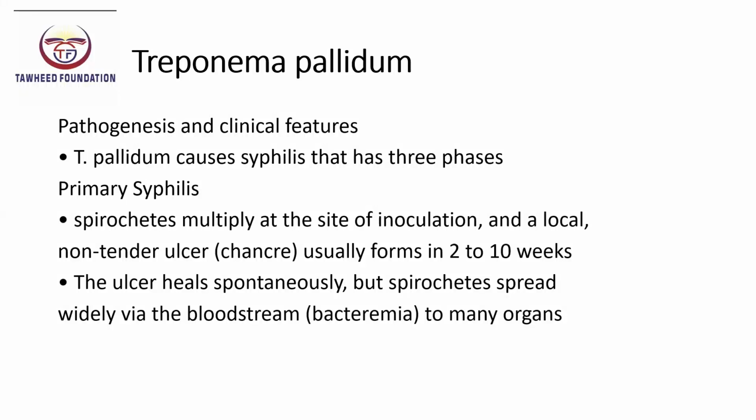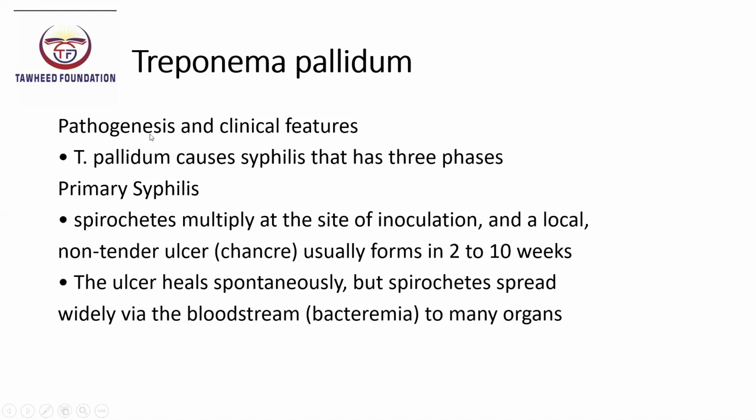After infection, spirochetes multiply at the site of entry, and within 2 to 10 weeks, a characteristic painless ulcer called a chancre appears. This lesion is highly infectious but not painful, which is why patients often ignore it. The ulcer heals spontaneously after a few weeks, but that does not mean the infection is cleared. In fact, by this time, the spirochetes have already spread widely through the bloodstream, setting the stage for systemic infection.